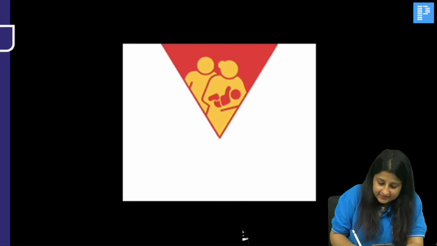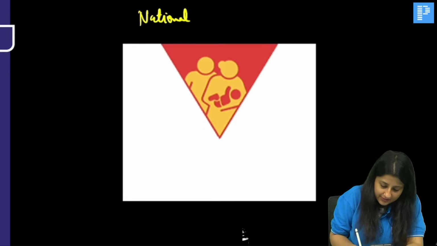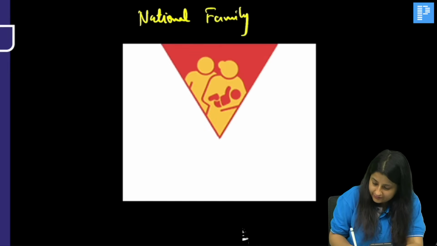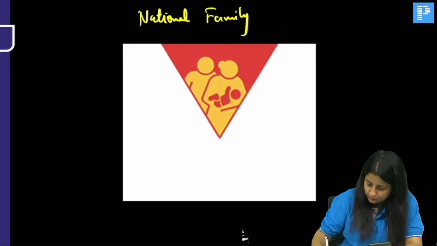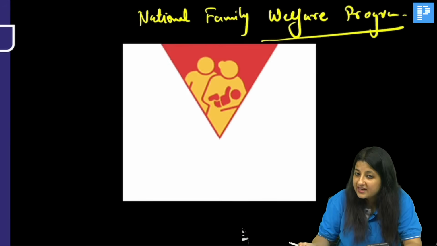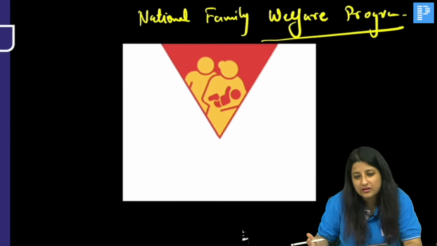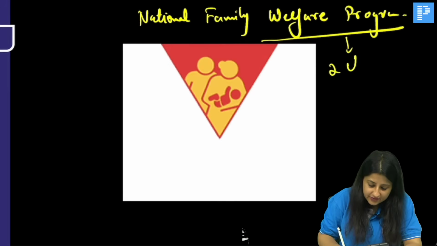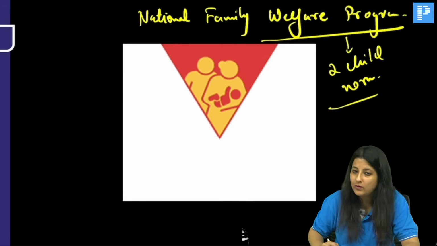Now look at this one. Which logo is this, guys? Whose logo is this one? This is your National Family Welfare Program. You don't say National Family Planning. It is National Family Welfare Program. The name got changed. Instead of National Family Planning Program, it is better to say Welfare Program. India believes in a two-child norm. So this is the logo of National Family Welfare Program.